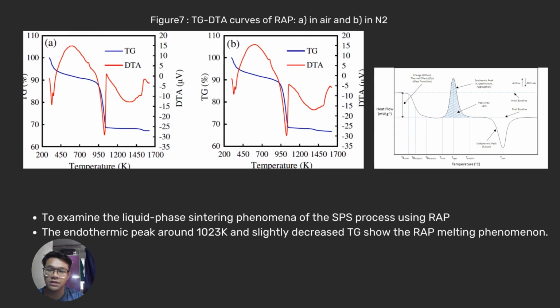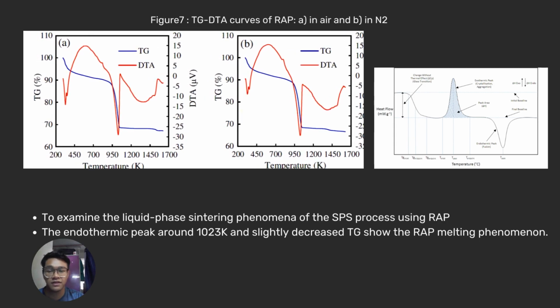The last discussion is figure 7, which analyzes the liquid phase sintering phenomenon of the SPS process using RAP. We conducted TG-DTA curve tests. Figure A is the TG-DTA curve tested in air, and figure B is tested in nitrogen.